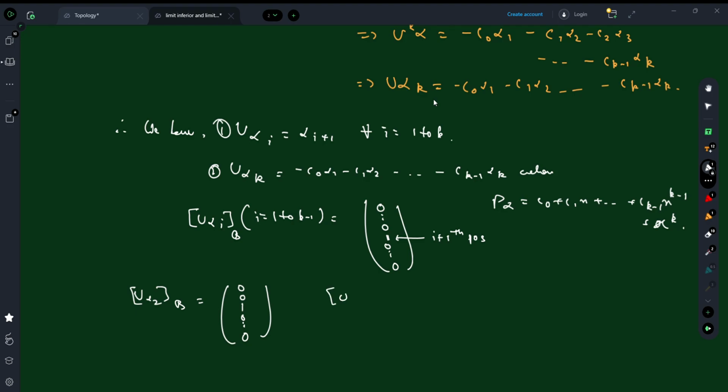What can we say about the coordinate matrix of U alpha k with respect to the given basis alpha 1 till alpha k? So it's simply these elements: minus c0, minus c1, and so on, that is basically the negative of all the k minus 1 coefficients in accordance with their existence in the polynomial P alpha. So it's minus c0, minus c1 and so on till minus c k minus 1, right?